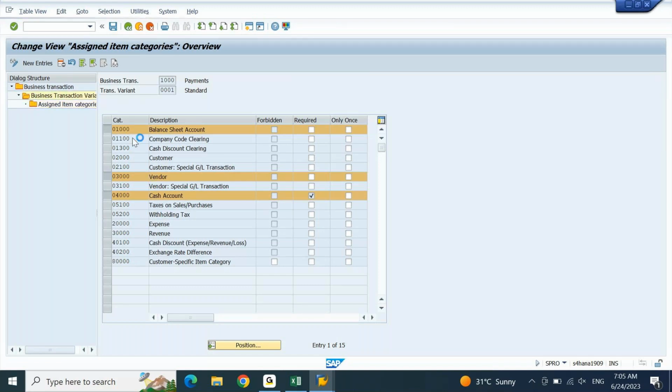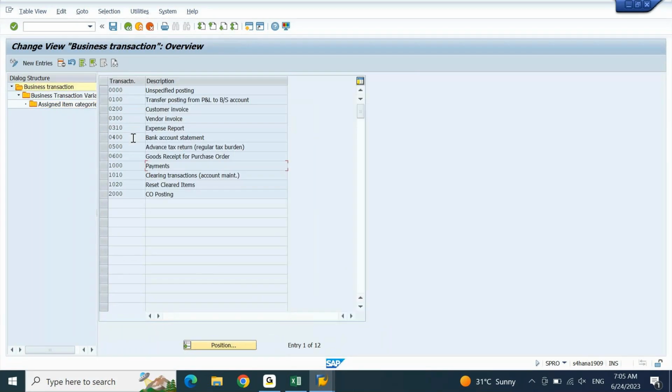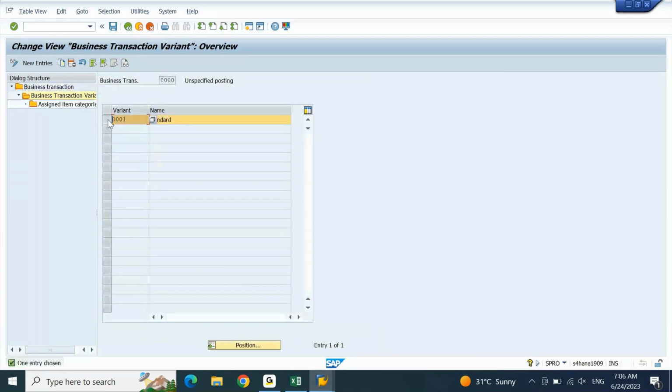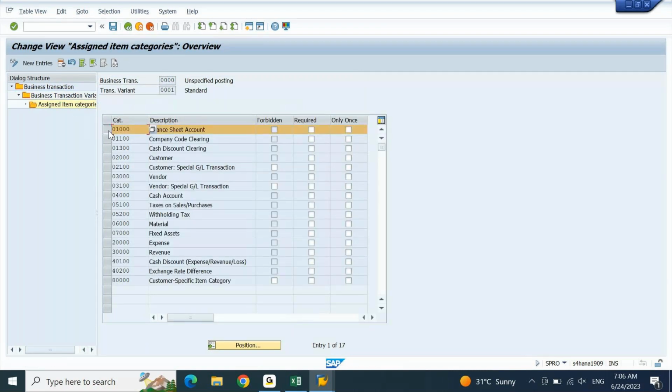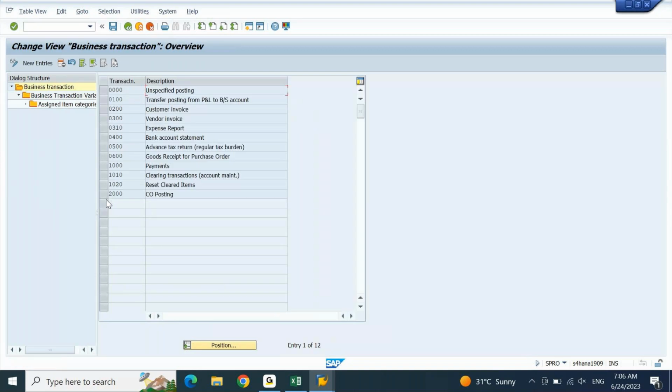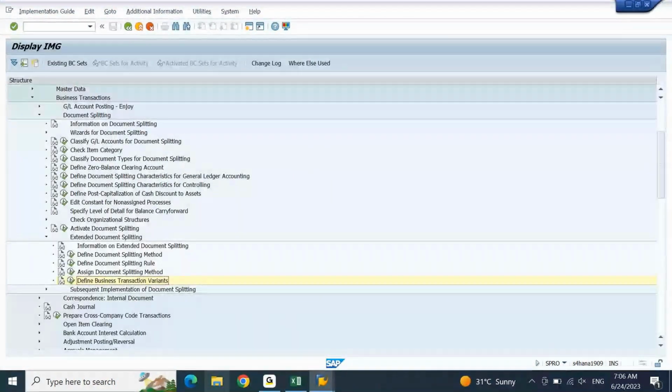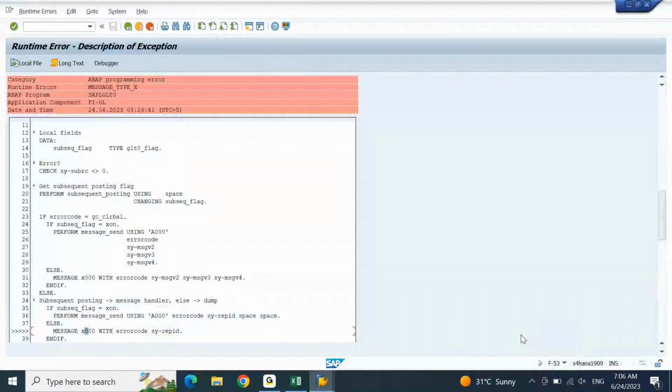And the third one, we tried with 0000 unspecified posting. In this 001 assigned item categories. Here also you have balance sheet account, vendor account, cash account. Here also it should have split, but it is not splitting. That I will get checked. I'll get this error checked and then tell you what was the problem and what we have done to fix this.